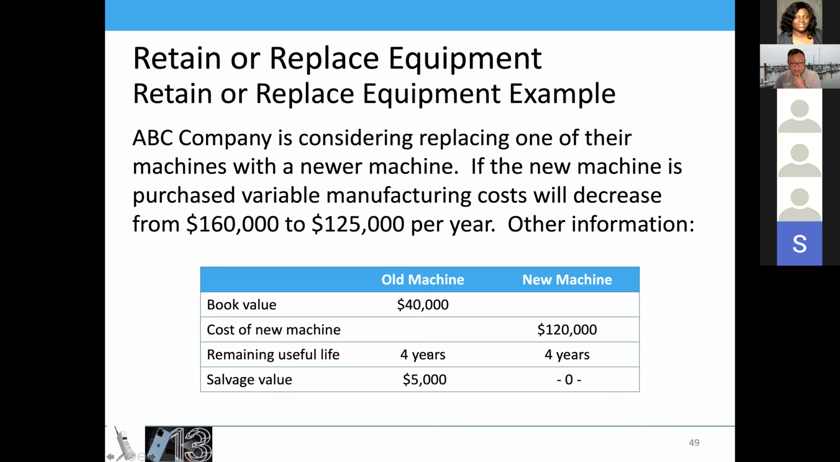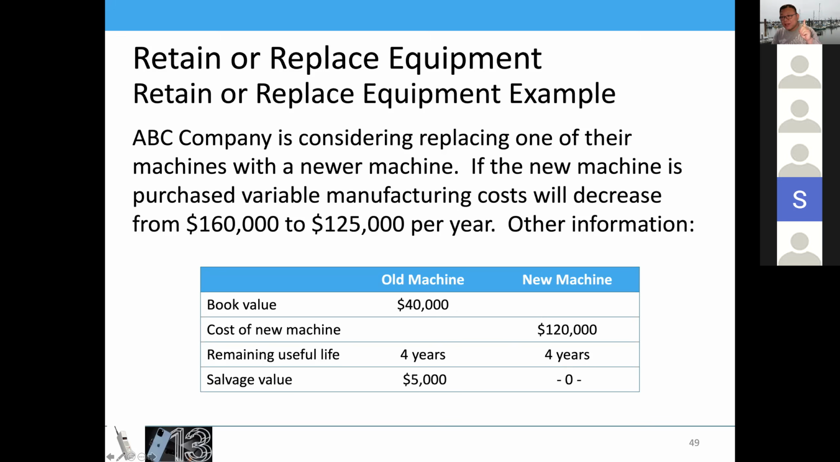So you can see we are talking about a 4-year revenue generation. Remember, we do not discount future revenues, so the time value of money is not relevant.